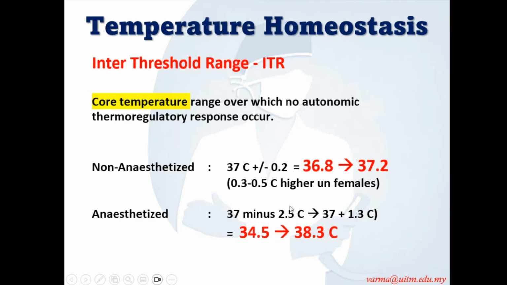This is the problem in anesthetized patients. That is why we can't let them get hypothermic, because if we let them initiate their own thermoregulatory mechanism, it has to be beyond 34.5, which is perioperative hypothermia. It is already a severe hypothermia, and it can cause disastrous complications in post-op patients.